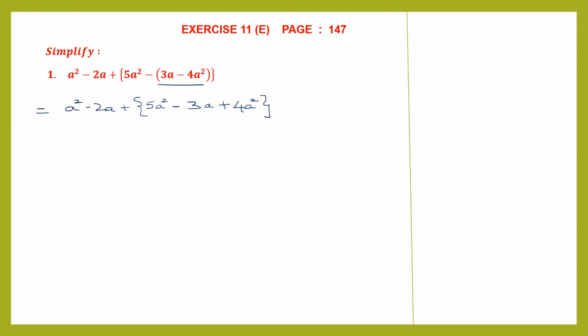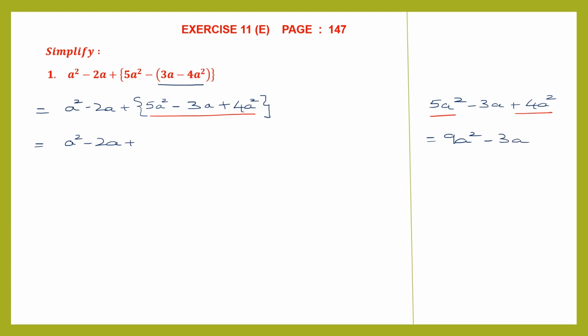Now we are going to have the curly brackets. So we have removed the parenthesis. So now we need to work out what is inside this. So let's write everything else as it is. So here we have a square minus 2a plus. Now let's work that out. So here I'm writing it down here, 5a square minus 3a plus 4a square. As you can see, there are like terms here, 5a square and plus 4a square. So 5 plus 4 is 9. So that is 9a square minus 3a.